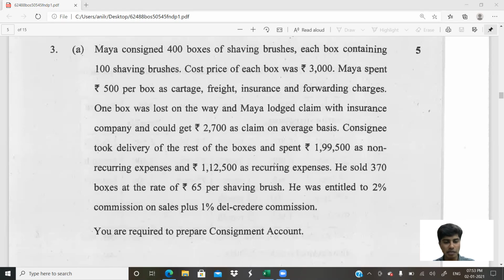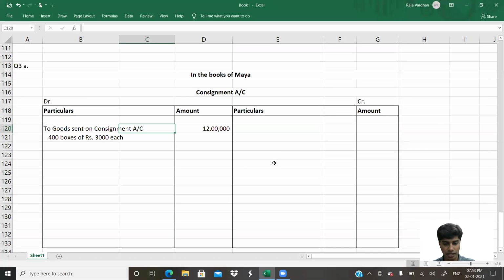So this is expense incurred by the consigner. So the consigner, meaning Maya, if she incurs expense, it is increasing the value of consignment. So the consignment account will be debited. The credit will be given to cash or bank, however she pays.